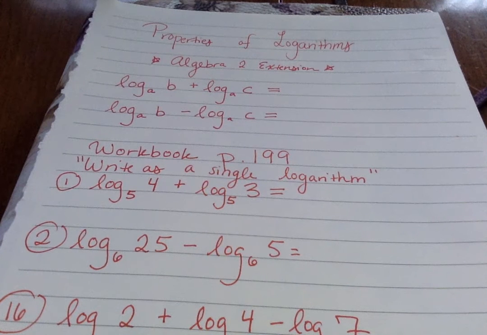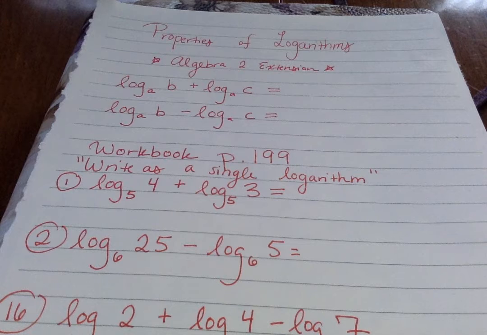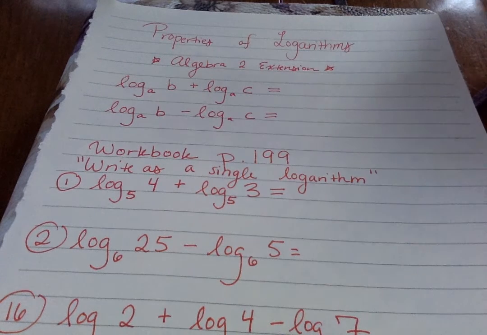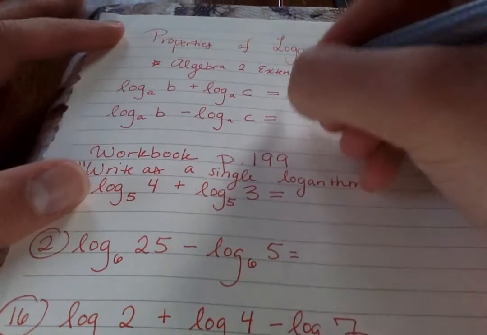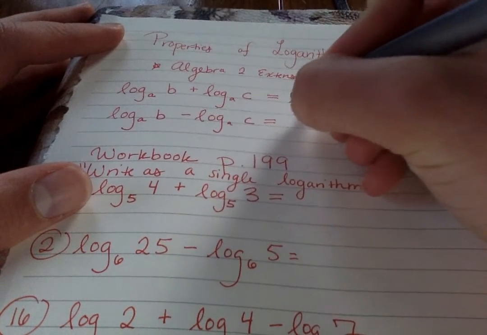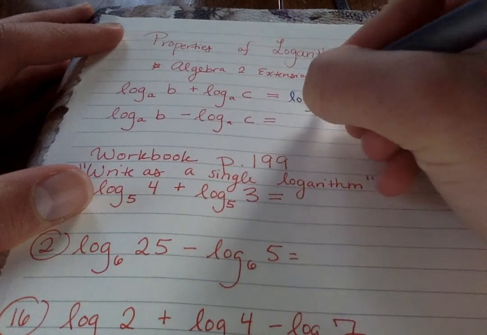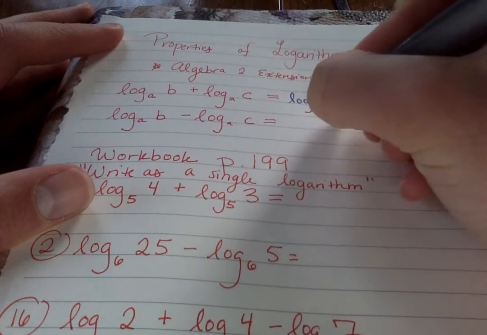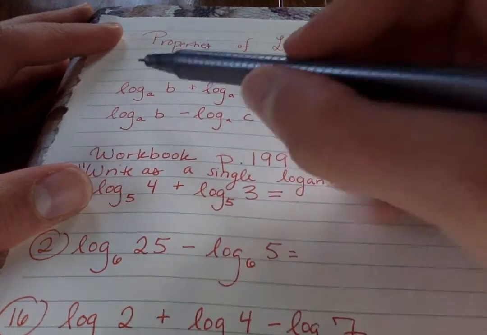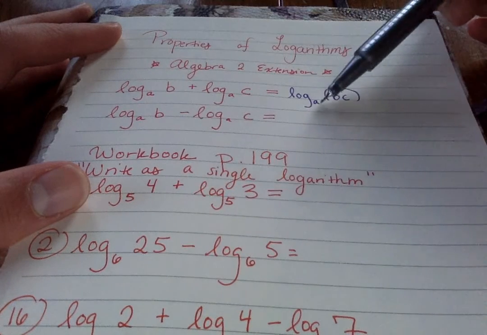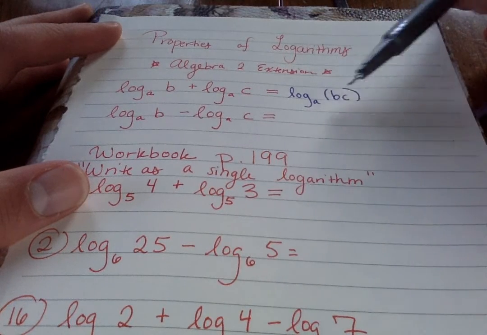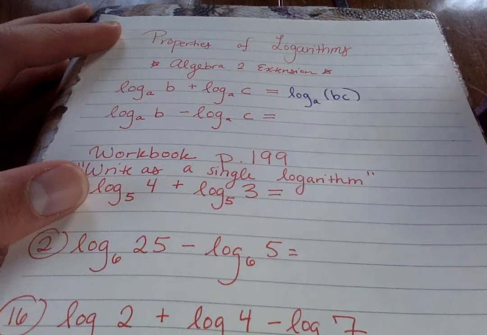All right, welcome to your first extension class on properties of logarithms. As we've seen before, logarithms and exponentials are related, and today we're going to look at how when you add logs together, it's actually the same, if they have the same base, as if you had multiplied those two things. So log base a of b plus log base a of c equals log base a of bc in parentheses, multiplied by one another.